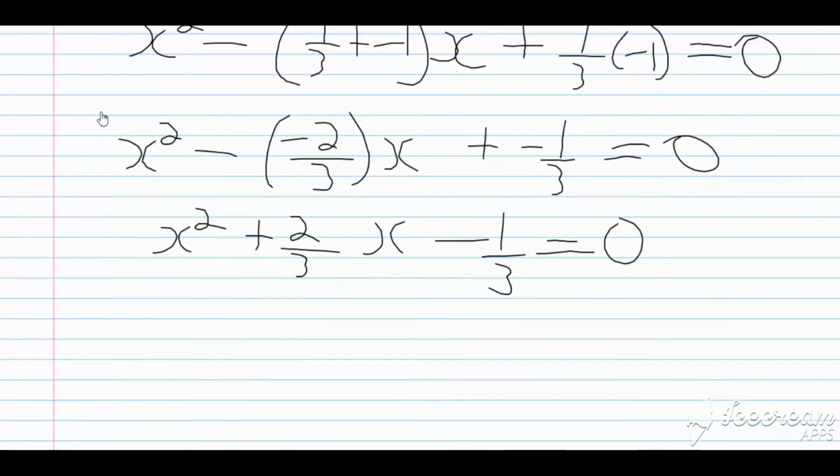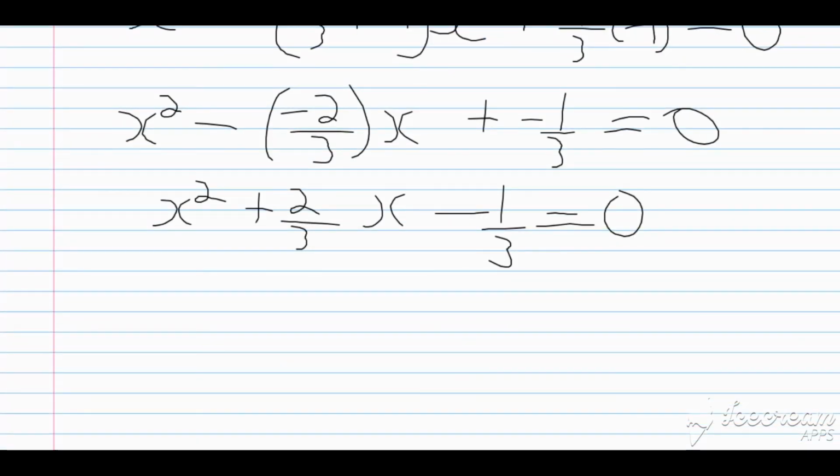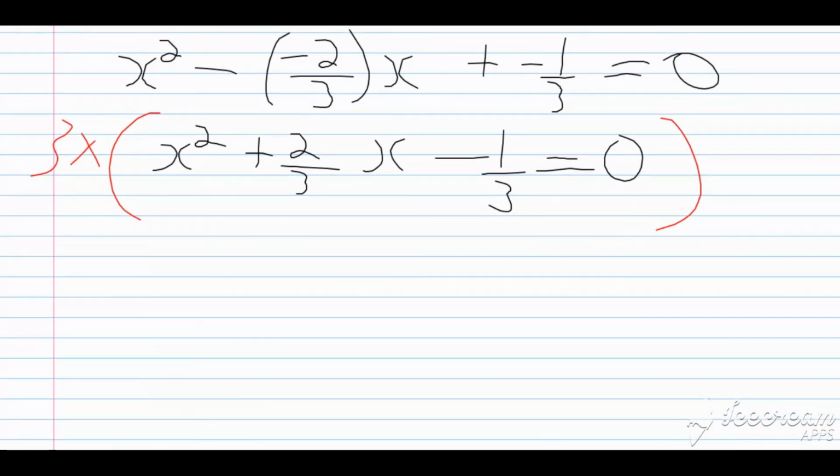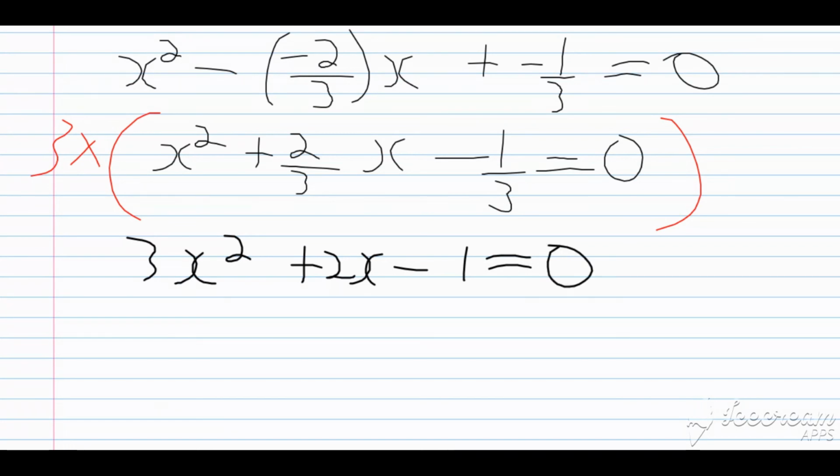Now this doesn't look pretty tidy. So we have fractions here, so I could find the LCM. And in this case, my LCM is 3. So what I would want to do is to multiply this entire equation by 3. Now when I multiply all this by 3, it's going to become 3x squared plus 2x minus 1 equals 0. And this is my equation.